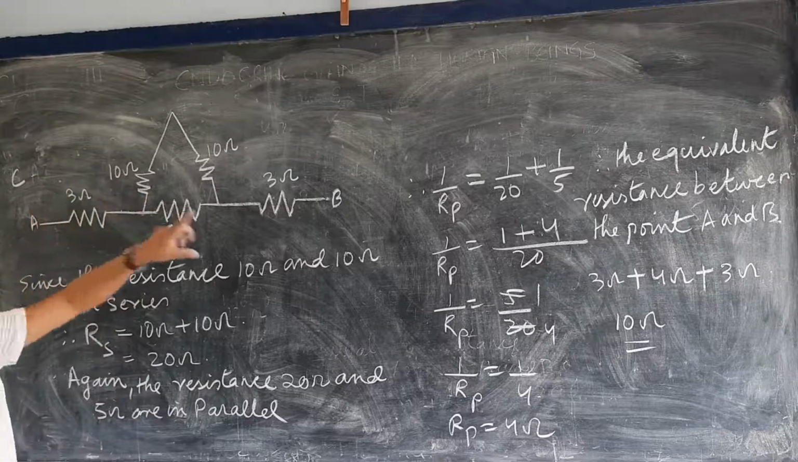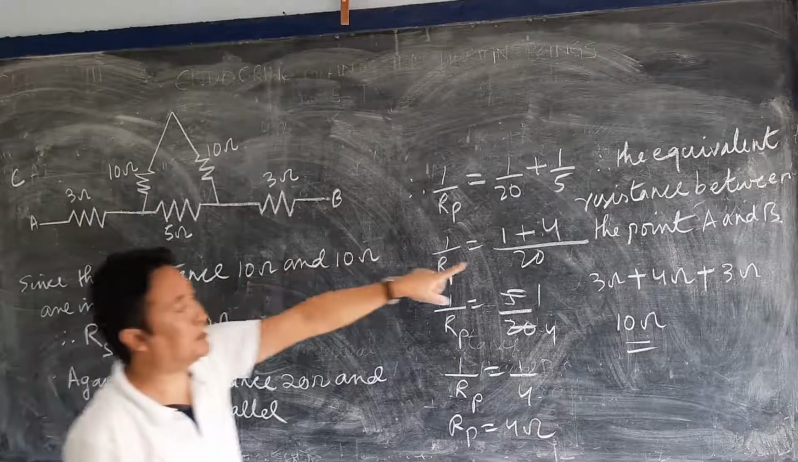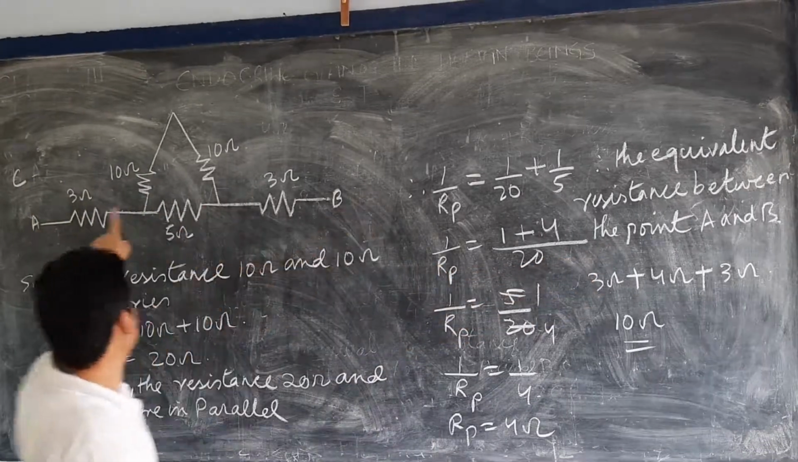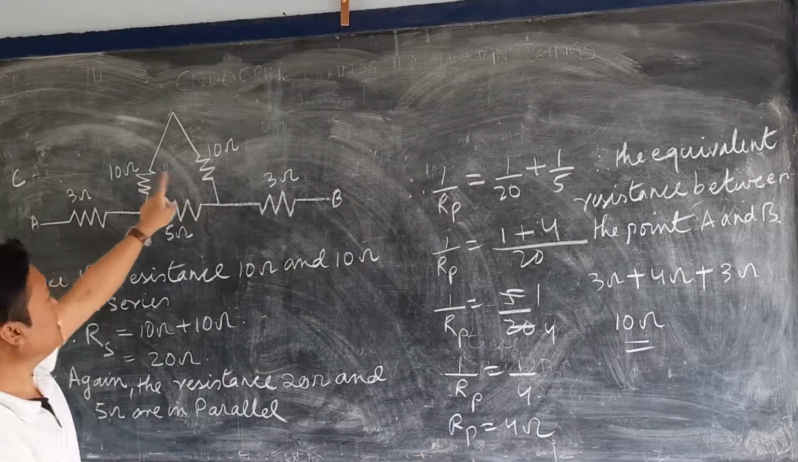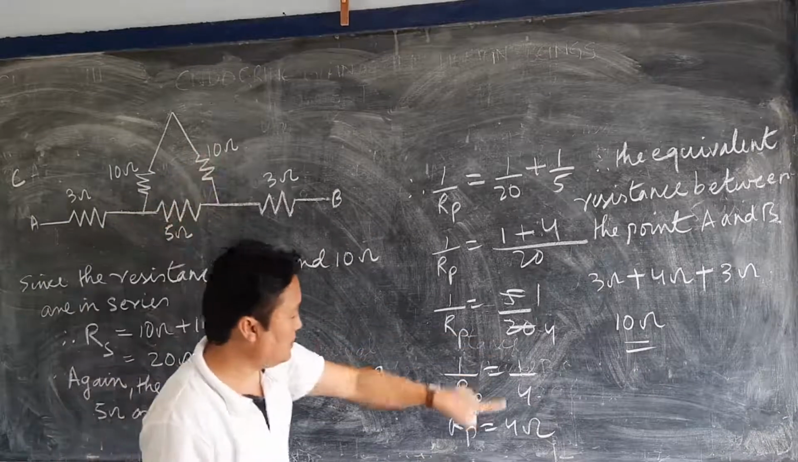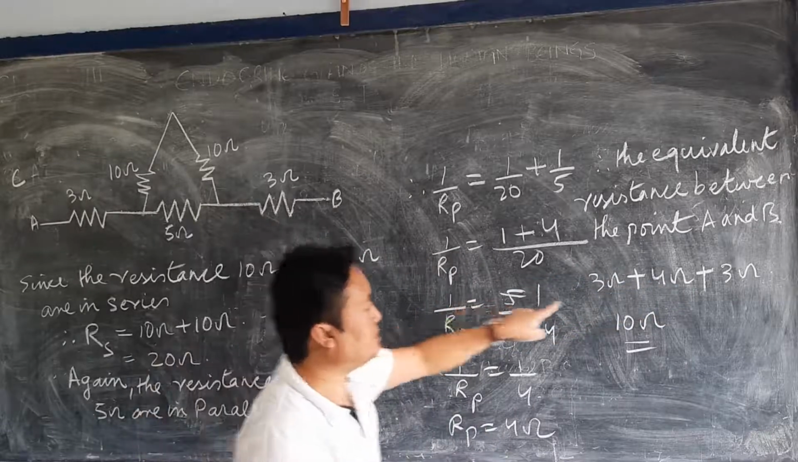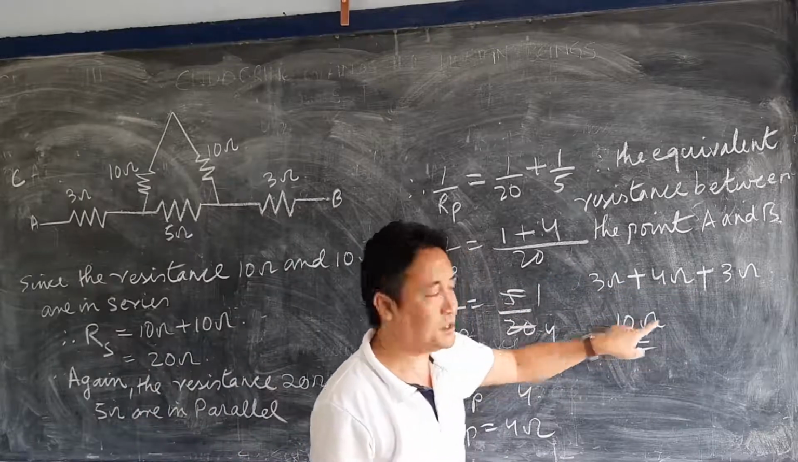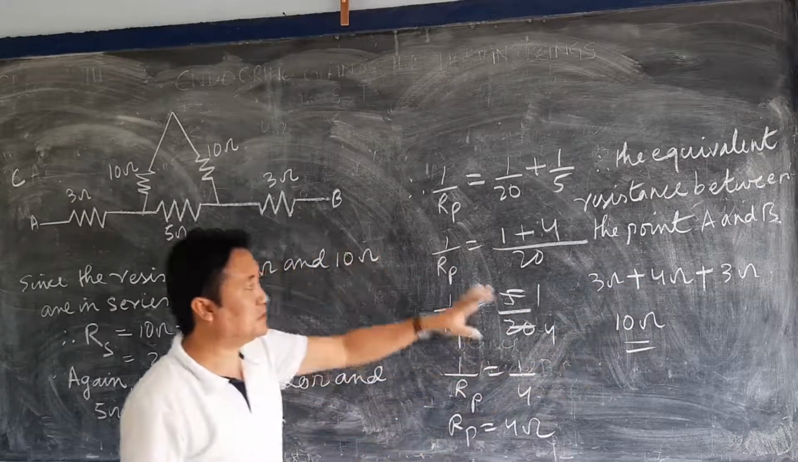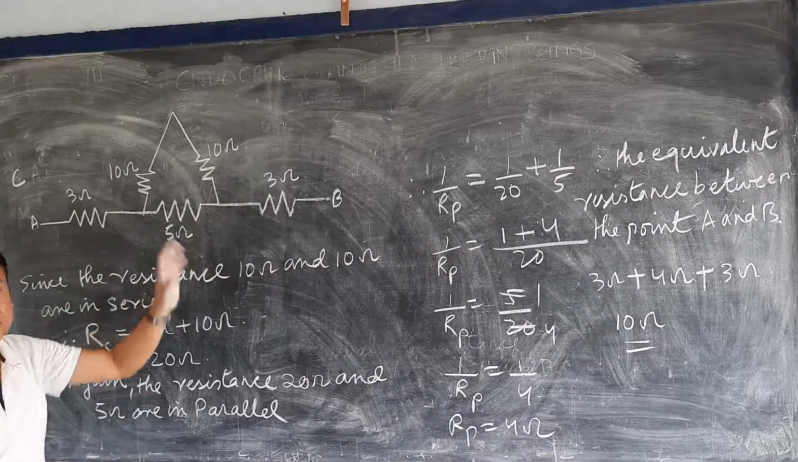Now you find the equivalent resistance between the points A and B. The equivalent resistance will be this 3 ohm plus the equivalent resistance you got here, 4 ohm, plus the last one, 3 ohm. When you add it, you will get 10 ohm. So this 10 ohm is the equivalent resistance between the points A and B.